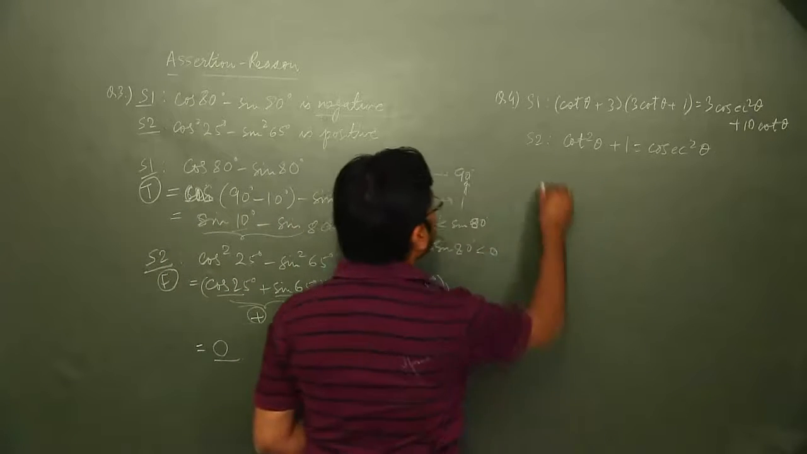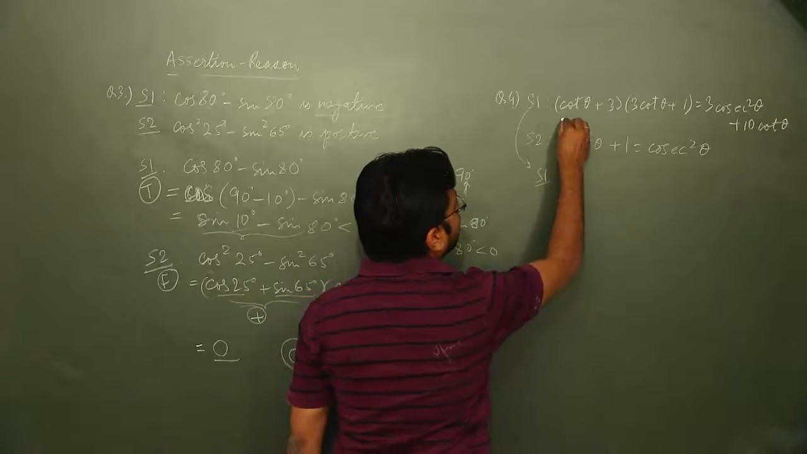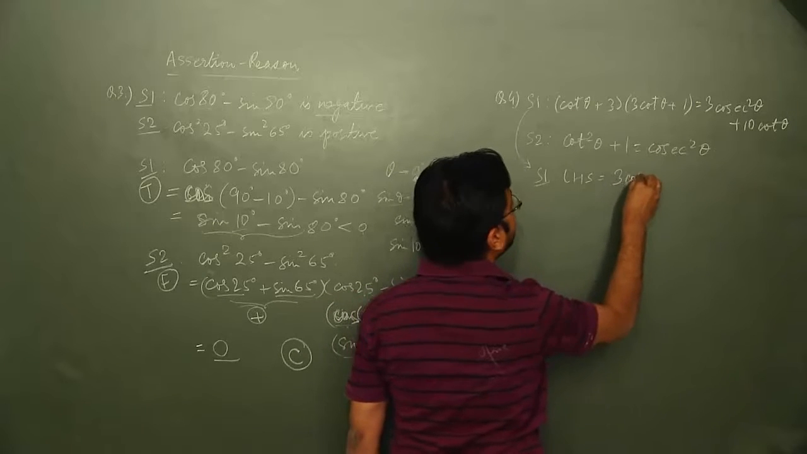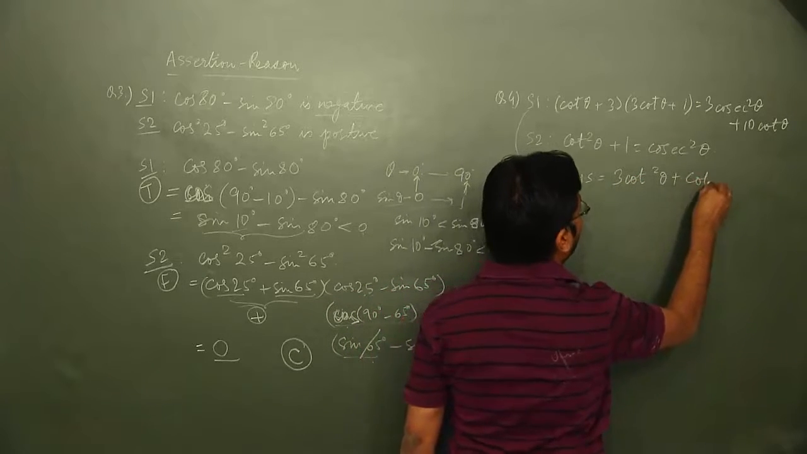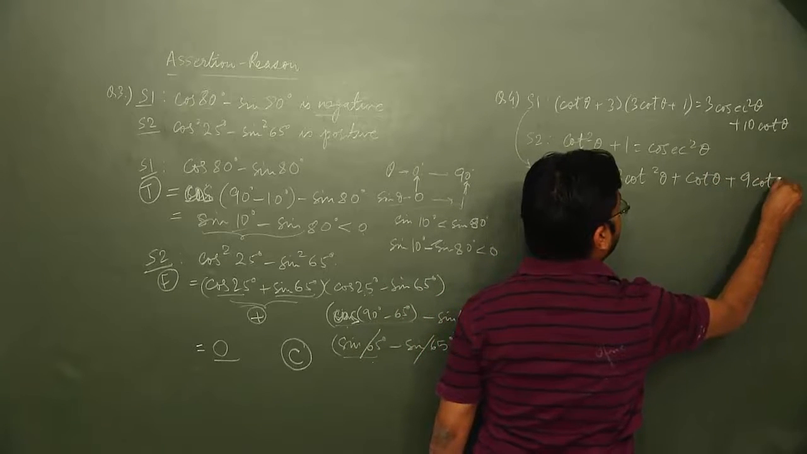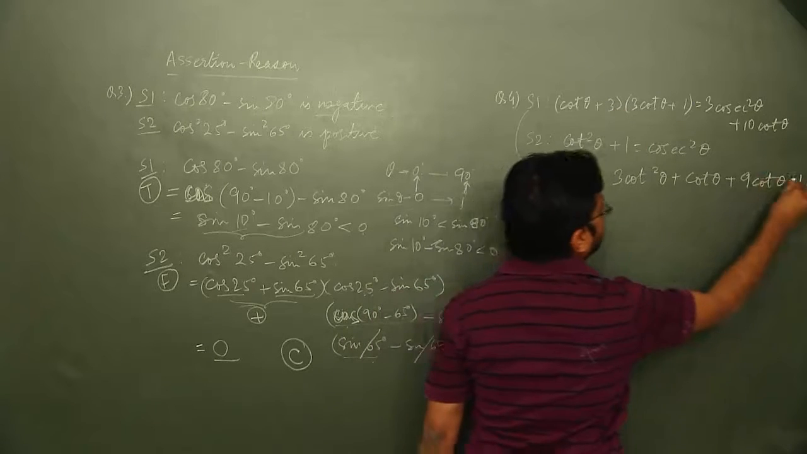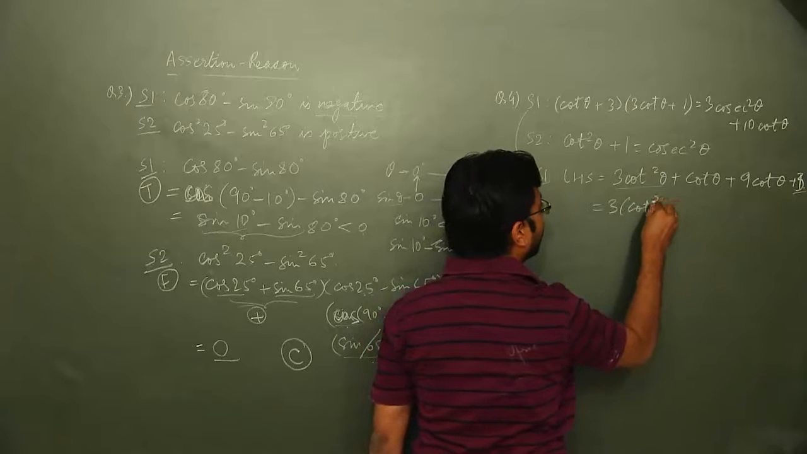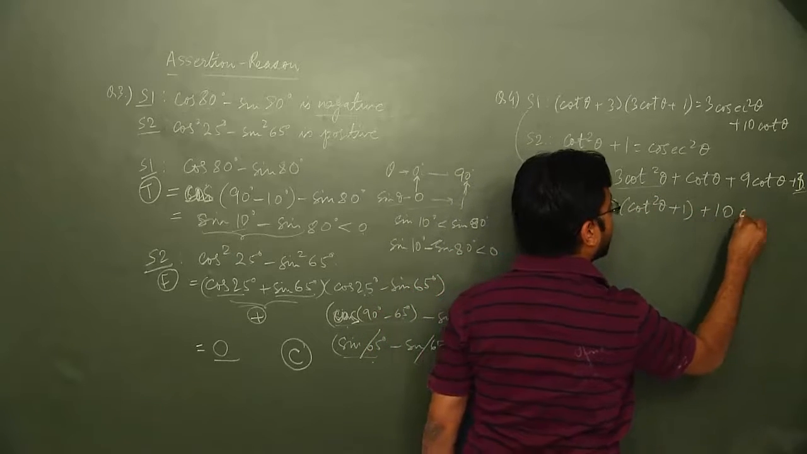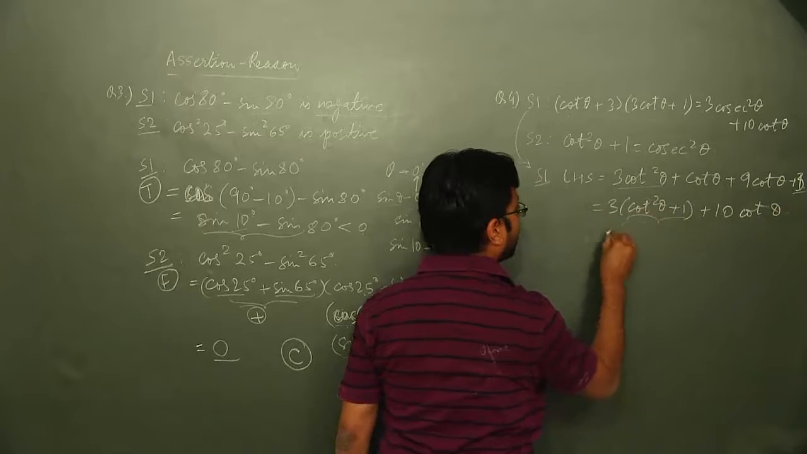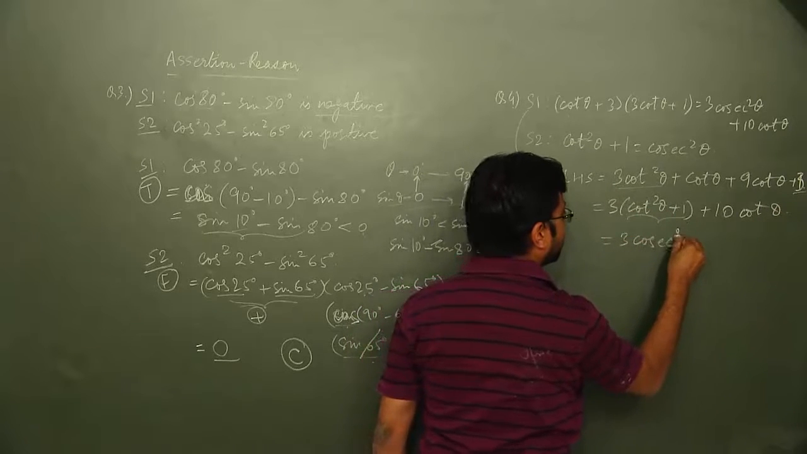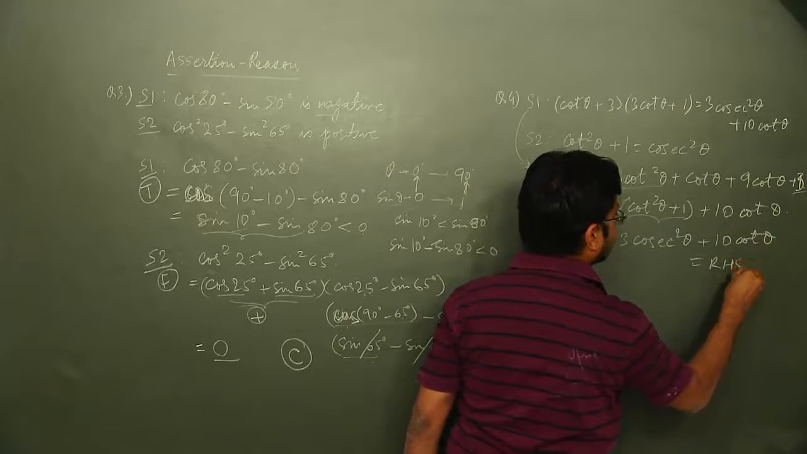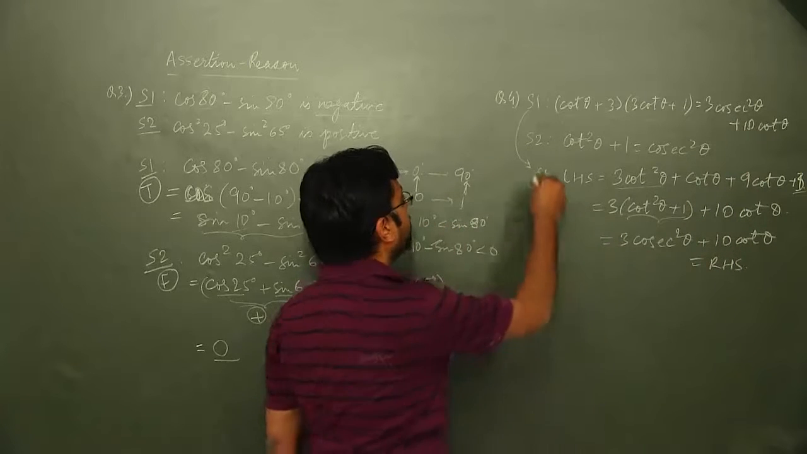Now in this question, you take statement 1 and simplify the LHS. You open up the brackets and get 3 cot square theta plus cot theta plus 9 cot theta plus 1 plus 3. So 3 and 3 cot square theta can be combined and you get 3 cot square theta plus 1 plus a 10 cot theta. Cot square theta plus 1 is cosec square theta. So this is what you get, and this is equal to the right hand side. So this statement is true.